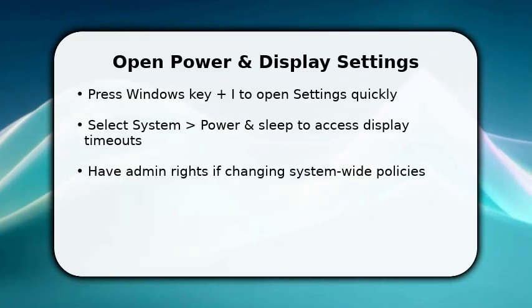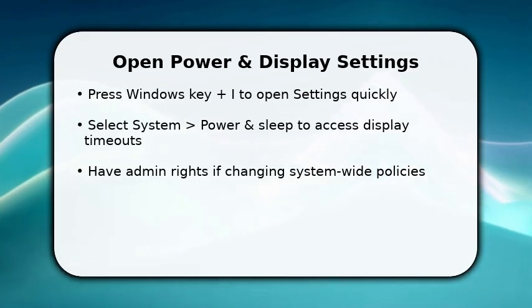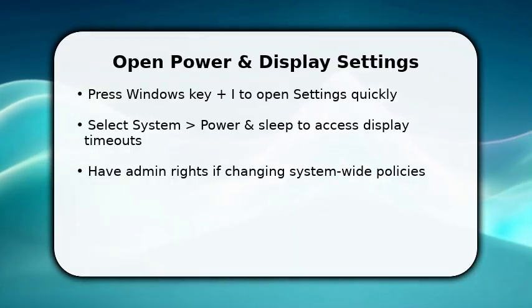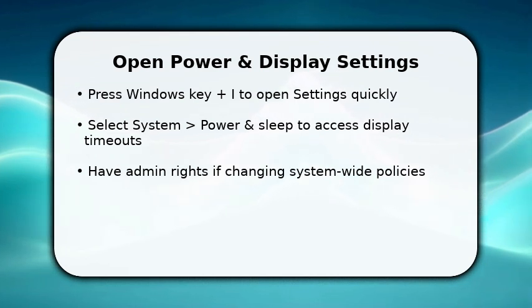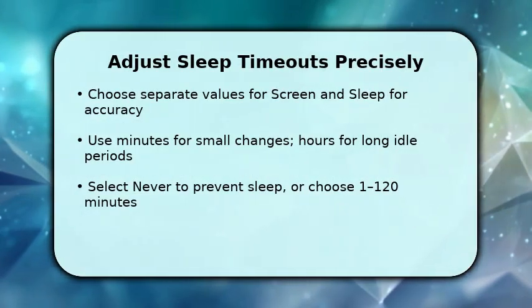Make sure you have administrator rights if corporate policies lock options, and if you use a laptop, connect or disconnect power to see both lists. You now change the actual timeouts, set screen off and sleep independently so the display and system behave how you want. Click the drop-down under battery or plugged in and pick a value.